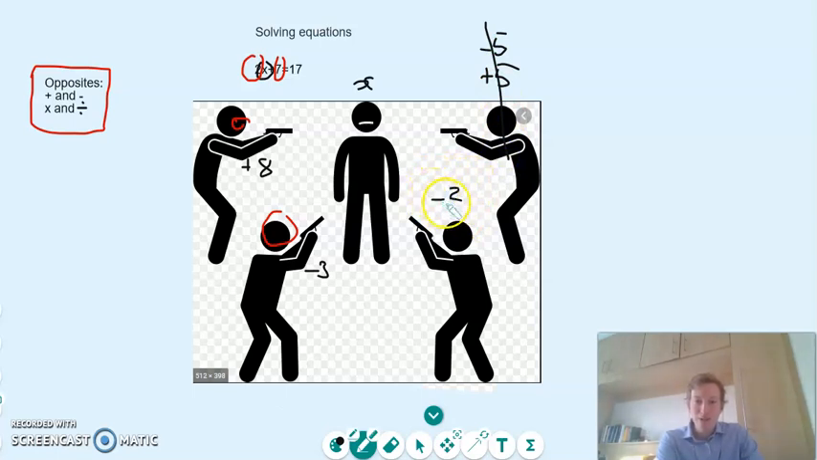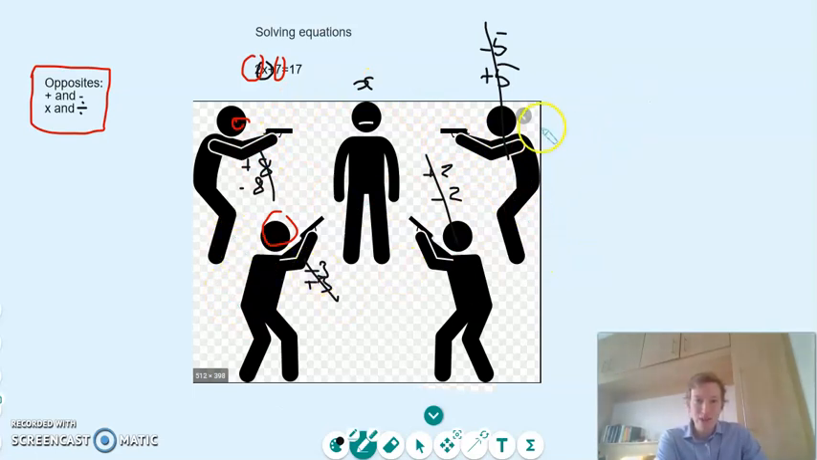So we do the same thing with the -2. What's the opposite of minus? Well, it's plus. So we do +2. And it cancels out and boom. -3, well, that's +3. Boom. And +8, well, that's -8. So, boom. That's how we neutralize them.